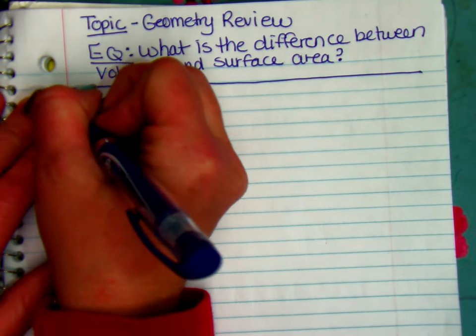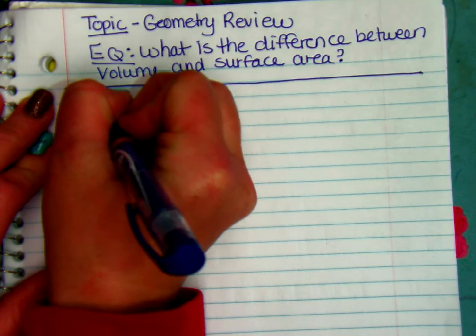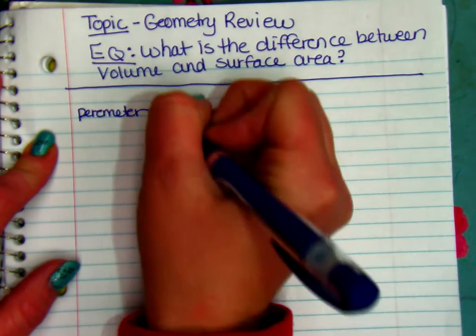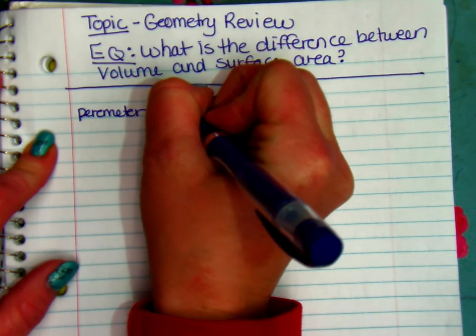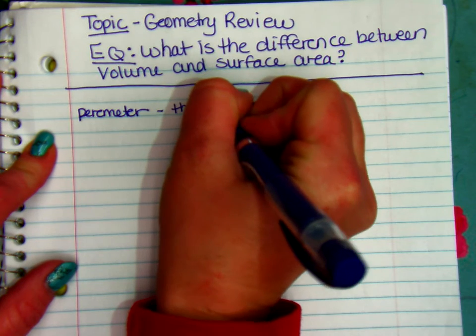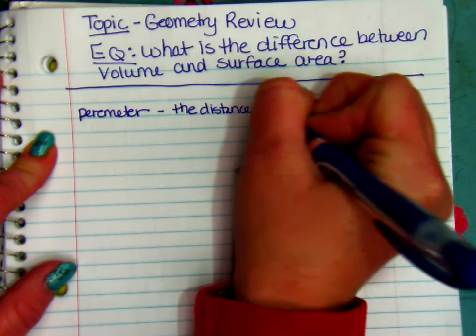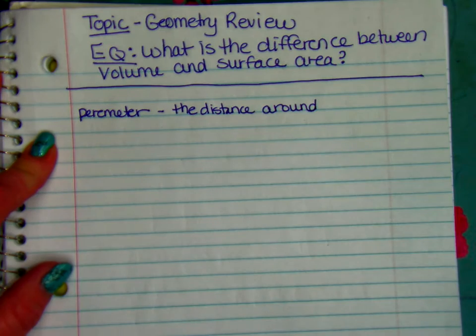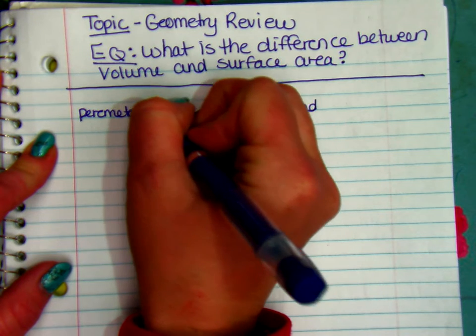So first, let's start with a review with the term perimeter. Now, perimeter means the distance around a shape. And to find it, you add all the side lengths.